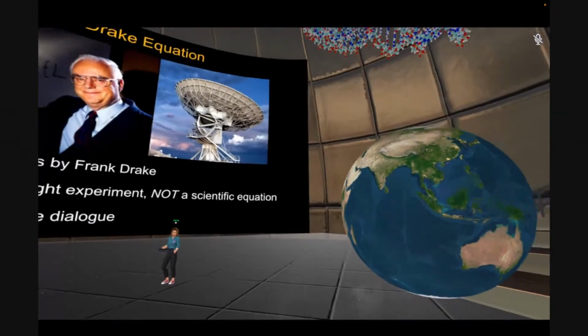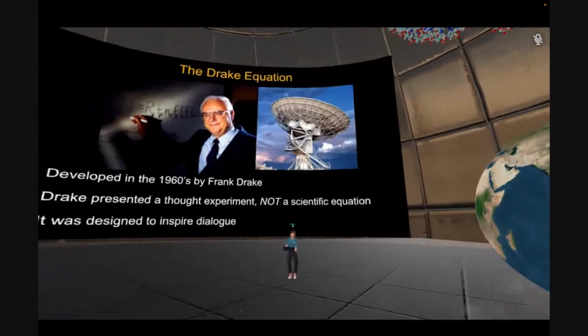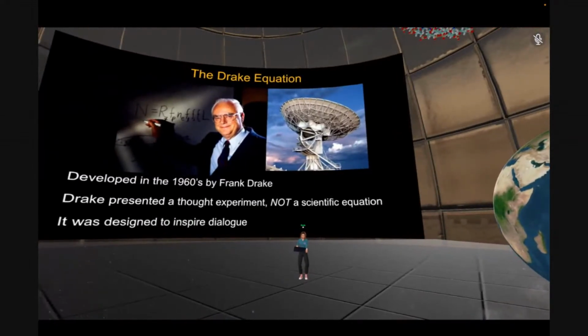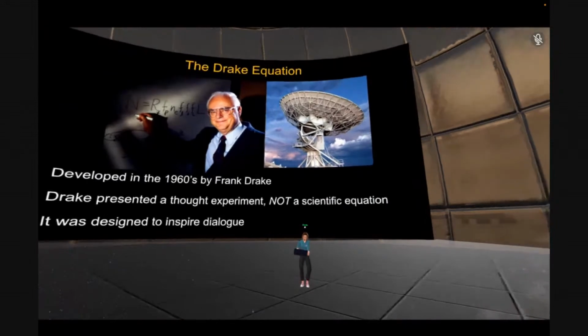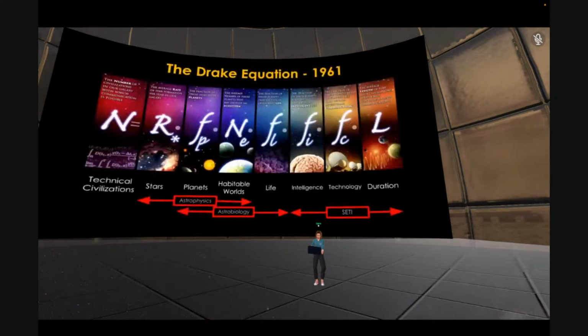And one of the ways that we can answer that question is by contemplating what's known as the Drake equation. This is an equation that was developed in the 1960s by Frank Drake, and he presented it as a thought experiment more so than a scientific equation. It was designed to inspire a dialogue. As we'll see when we examine the equation itself, it's hard to pinpoint an exact value for many of the components of this equation, but it helps us understand the types of things we should be looking for.